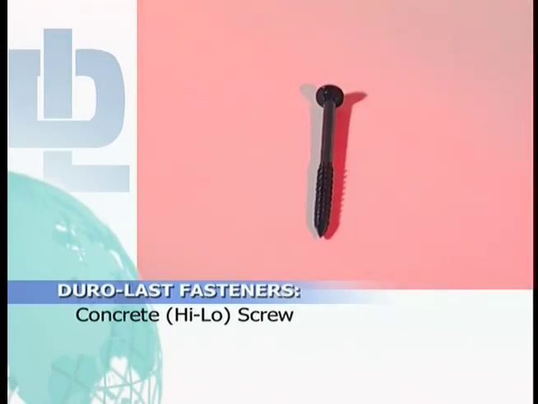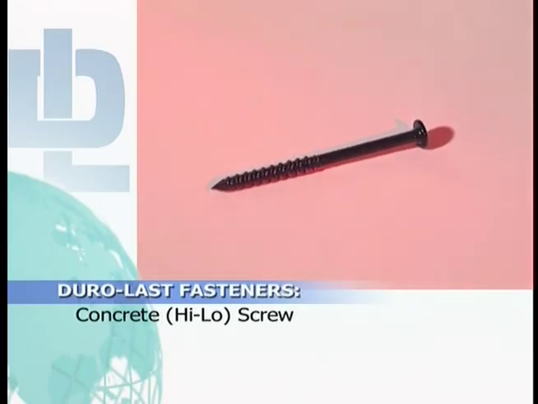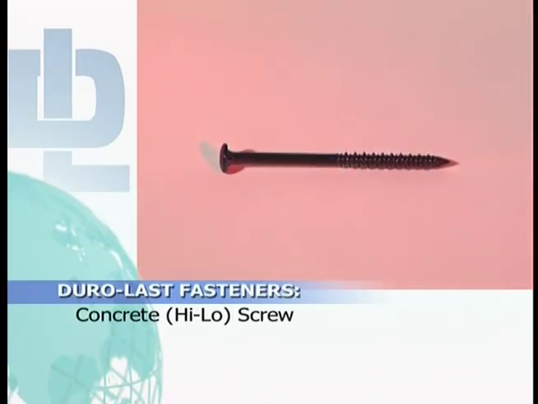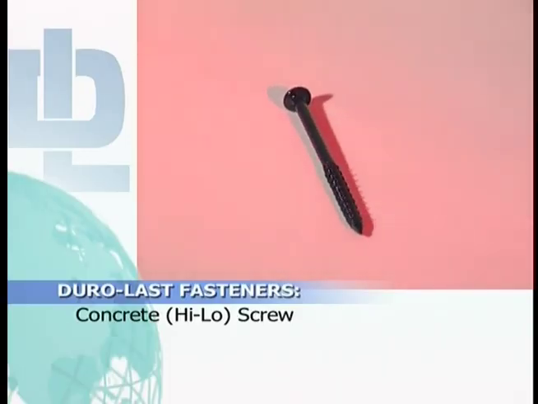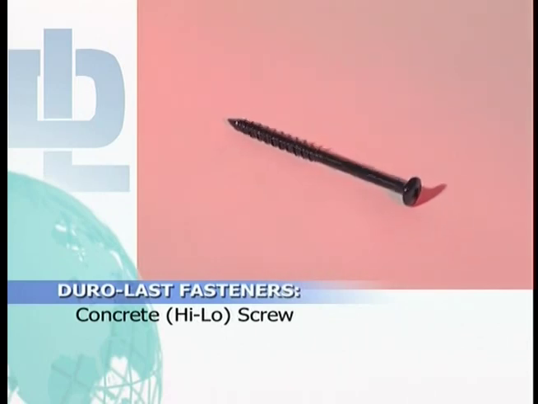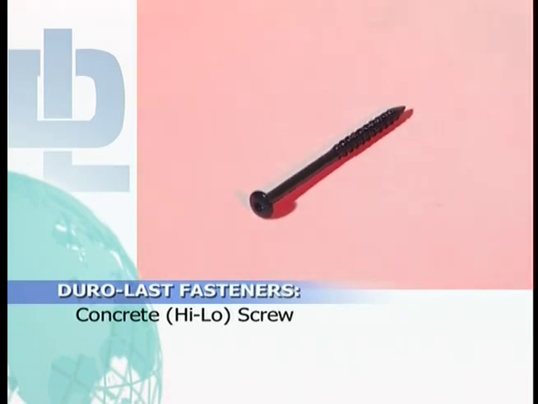It requires a 3/16 to 7/32 pre-drilled pilot hole, a minimum of 1.5 inches deep, to achieve a minimum 1 inch penetration into the deck. The high-low threads help to auger out any powder residue from the drilling process, allowing the fastener to drive easier.